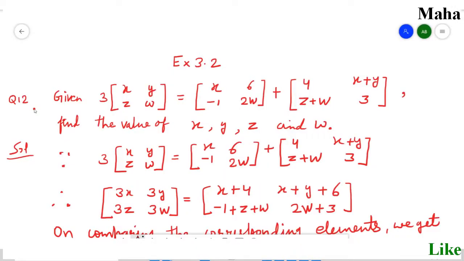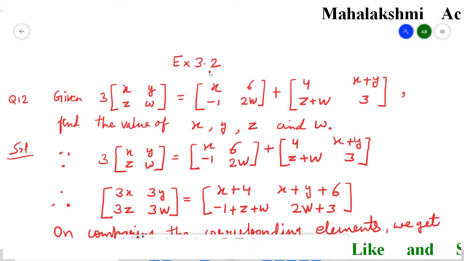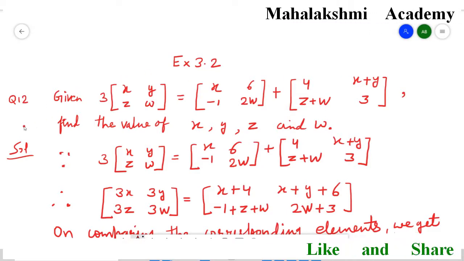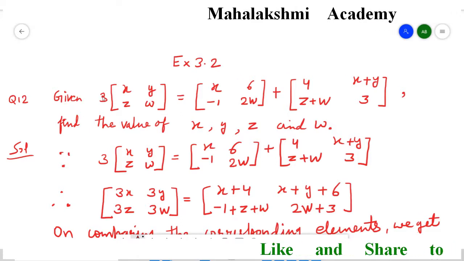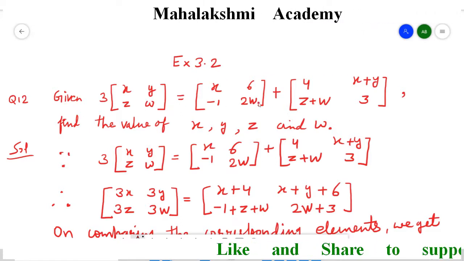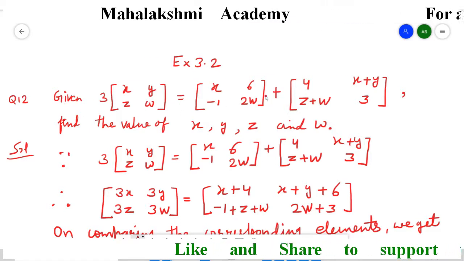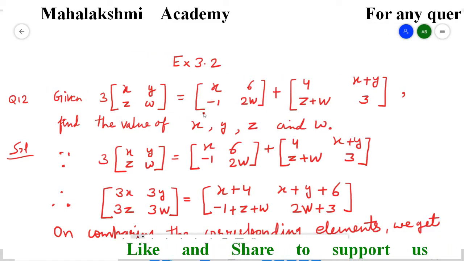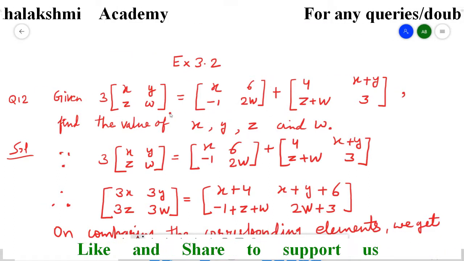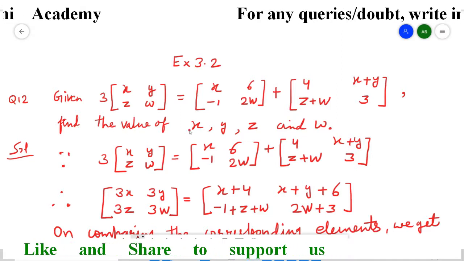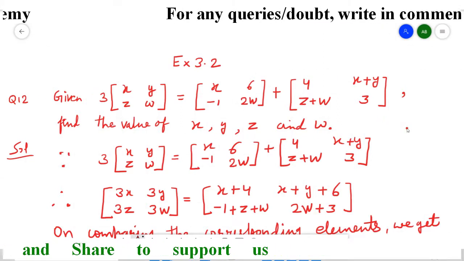Hello everyone, I am going to explain question number 12 and question number 13 from exercise 3.2, and these questions belong to 12th class maths. Given 3 multiplied by a matrix is equal to the sum of two matrices. It's the equation which is given to us, and we have to find out the value of x, y, z and w. These are the unknowns.